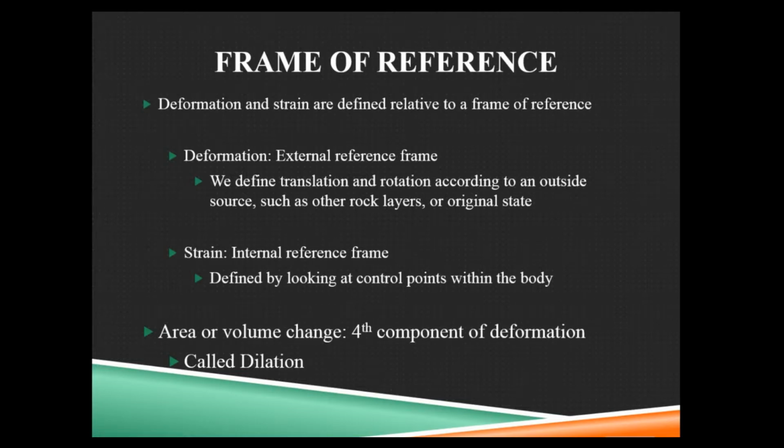Now, deformation and strain are defined relative to a frame of reference. With translation especially, the frame of reference is everything. If you don't have a frame of reference, you don't know if it's moving. Even with rotation, if you don't have a frame of reference, it's hard to tell. The strain, the distortion, is a lot easier to tell if you're seeing the whole thing, but if your frame of reference is too small, you still might not be able to tell.